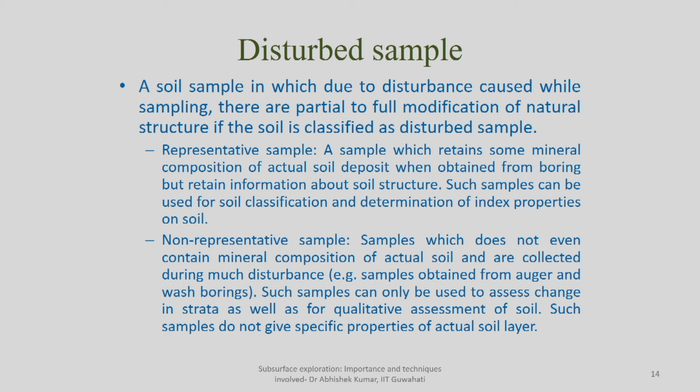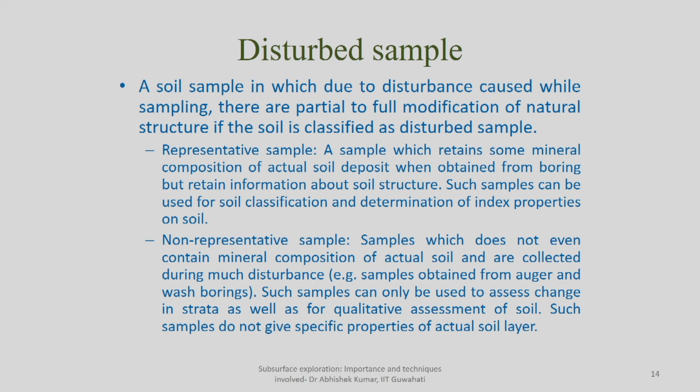Again, you call it a representative sample when the sample retains some mineral composition of the actual soil deposit when obtained from boring, and retains information about soil structure. So, some composition about minerals and some about soil structure are both contained in the sample as they were in natural condition. Such a soil will be called a representative soil sample. You can use it for soil classification, grain size distribution, hydrometer analysis and sieve analysis, and also determination of index properties. Make sure the mineral composition and soil structure remain the same as in natural condition.